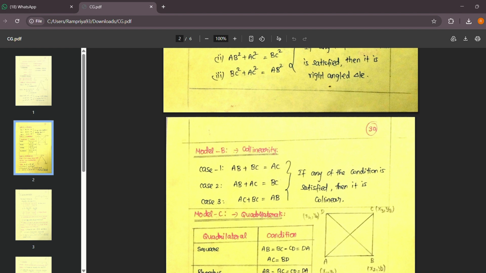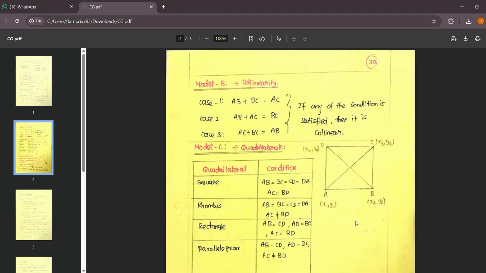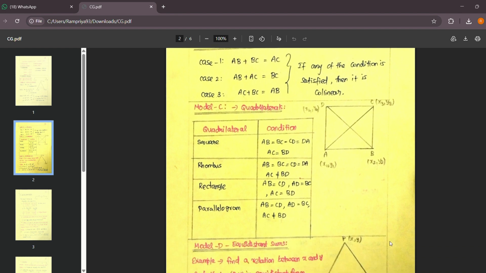Then you have to go for checking quadrilaterals. I have given all the necessary conditions here: square, rhombus, rectangle and parallelogram. Square and rhombus are very similar except for a small difference, and likewise rectangle and parallelogram are very similar except for a small difference.